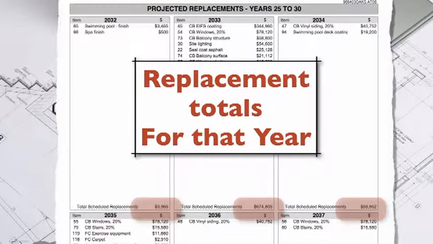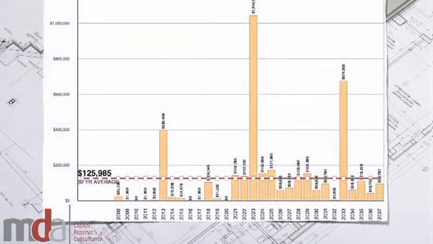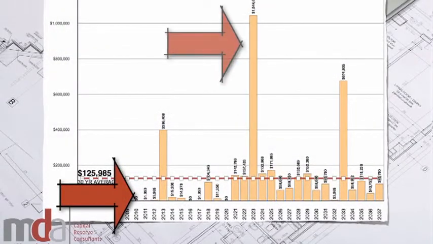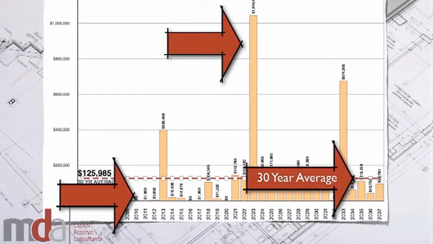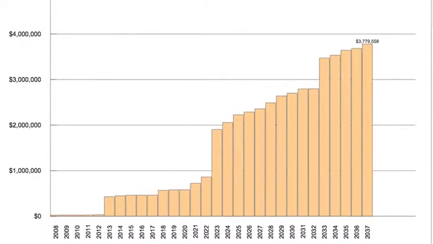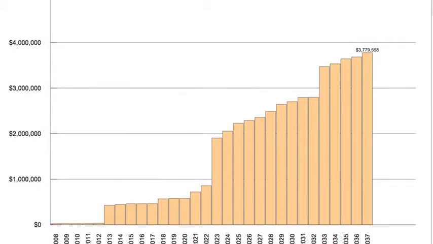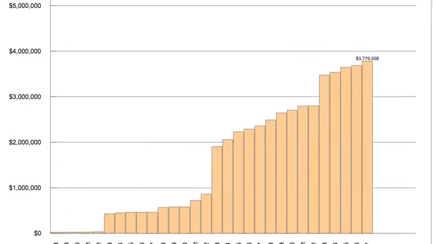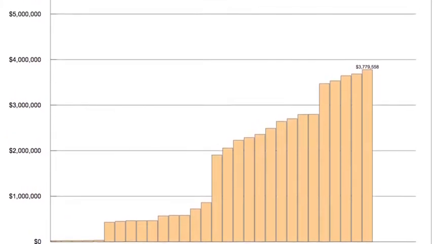If we look at these different totals as an individual bar graph, we can see that in some years there are very little expenditures, and in some years we have a lot of expenditures. Again, this is very useful information, but if we want to get an idea of what the long-term implications of the reserves are, we look at the cumulative graph. This takes the same data, but it graphs it to show how these expenditures accumulate over a 30-year period.